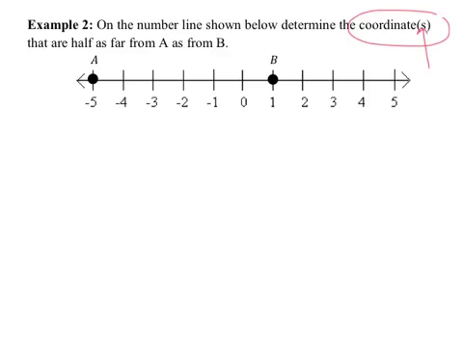And some of you might be able to notice that one of our answers is definitely going to be here. And let's make a proof of it. This distance is 2, and this is 4. So the distance away from A is 2, the distance away from B is 4. Thus, the coordinate is half as far from A as it is from B. So -3 is definitely one of our answers.